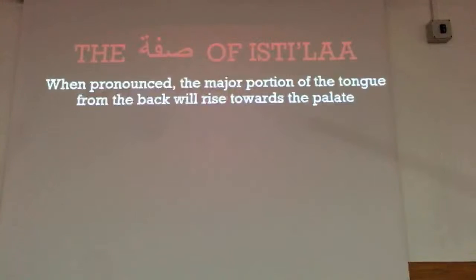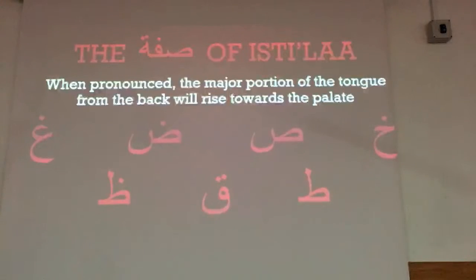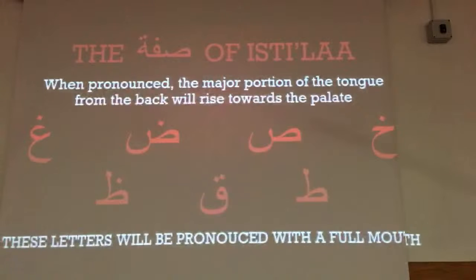And the 7 letters of isti'la are kha, everyone say with me, kha, sad, dad, ghain, ta, qaf, and dha. So you can notice I'm reading all of these letters full mouth. When these letters are pronounced, they'll be pronounced with a full mouth. So everyone say it again with me. Kha, sad, dad, ghain, ta, qaf, and dha. Remember, dha, the tongue needs to be out.